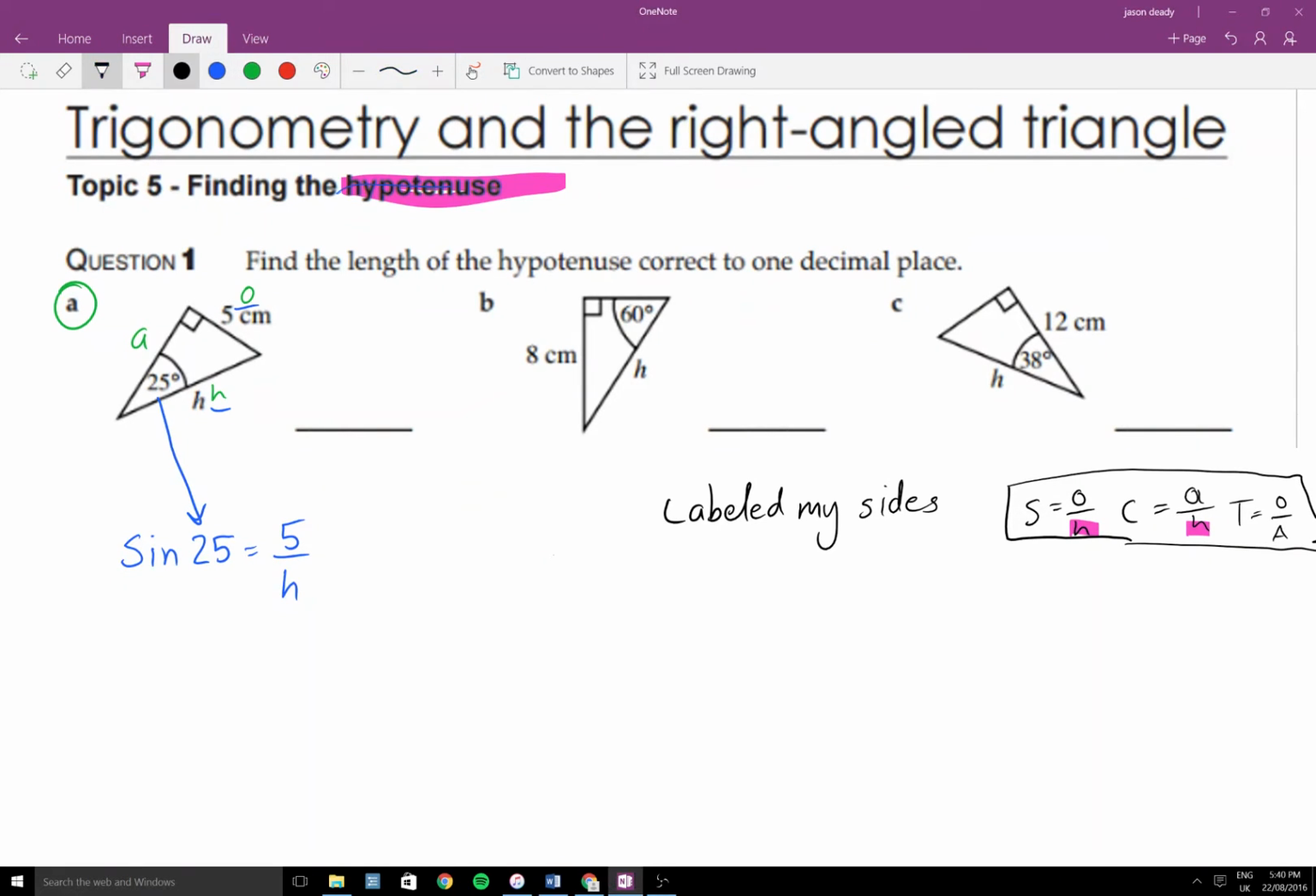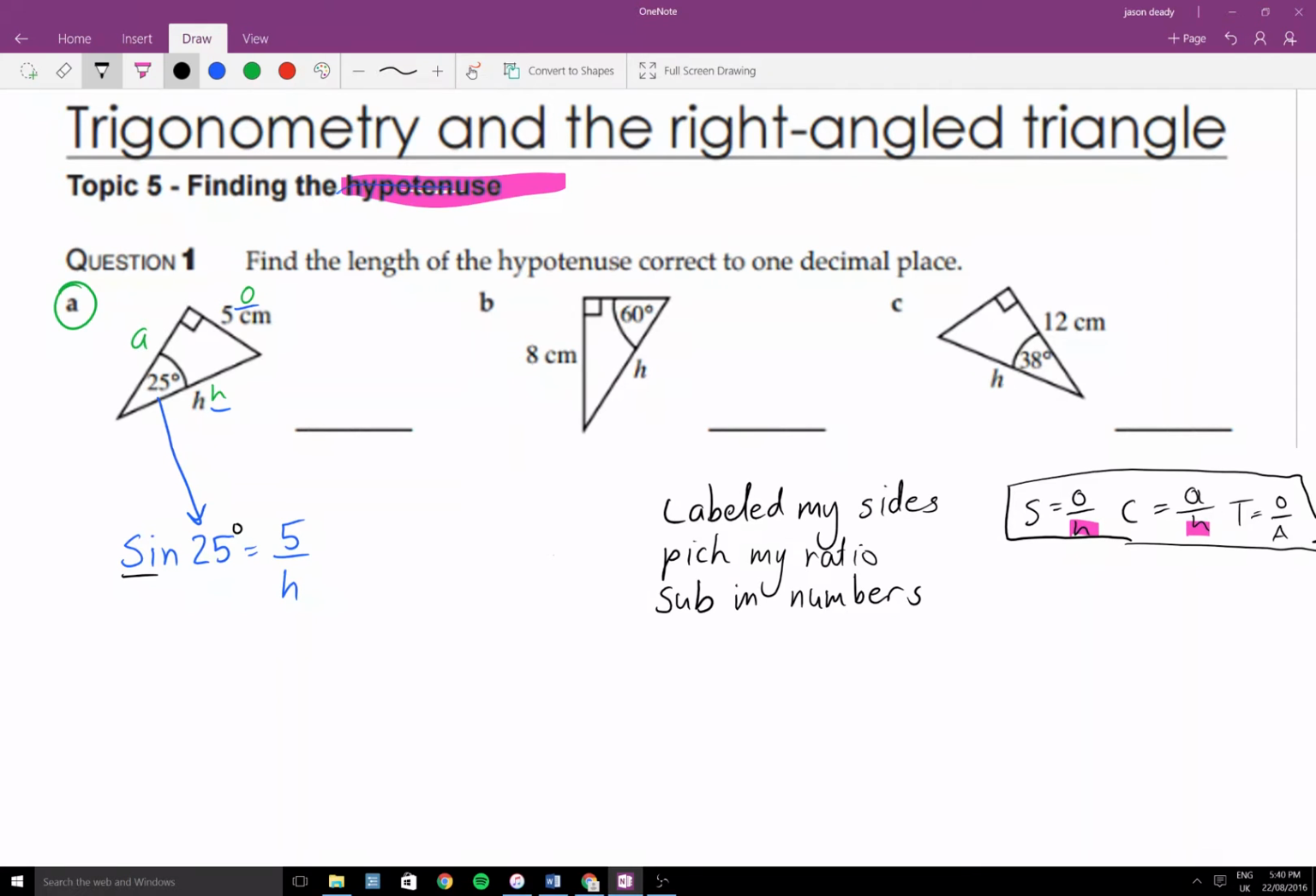So my next step was just to pick my ratio, which was the sine ratio. And then I subbed in my numbers, which were the 25 from the angle. I'll put a little degrees there just to be right. 25 from the angle, 5 from the opposite side, and h from the hypotenuse.